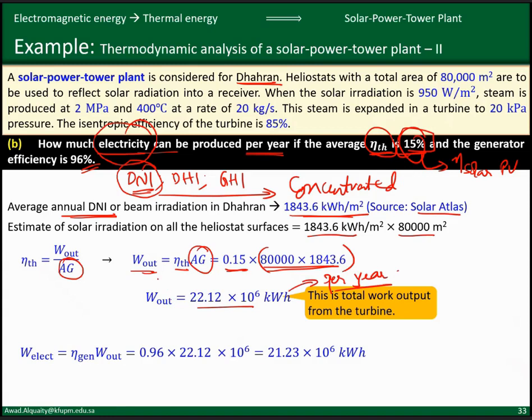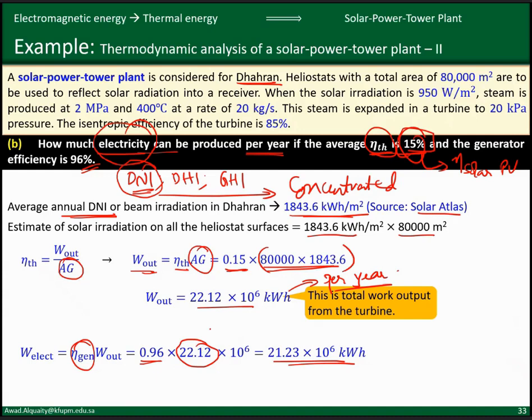So we want to calculate how much electricity can be produced, right? Well, work output does not give us electricity. You have to use a generator, as we already know. So you have to take the generator efficiency into account. The work output of the turbine times the generator efficiency gives you the electrical energy output, which is 21.2 times 10 to the power 6 kilowatt hours, or 21.23 gigawatt hours. It's a lot of electricity.